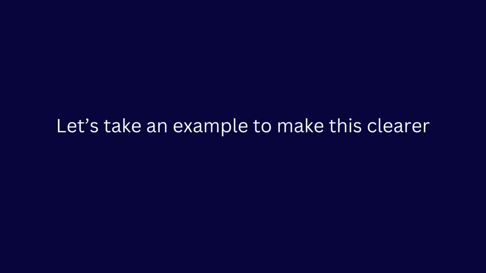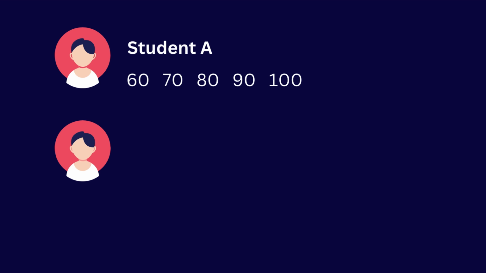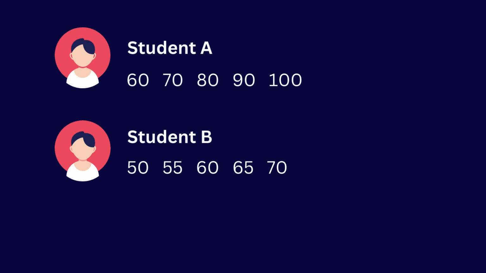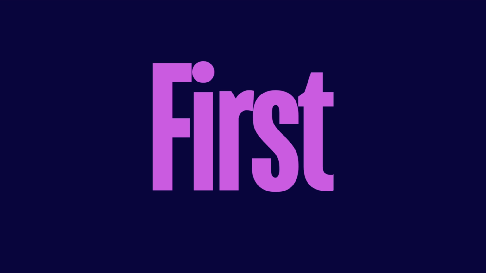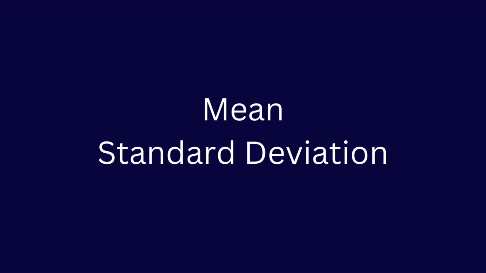Let's take an example to make this clearer. Imagine you have two students' test scores. Student A got 60, 70, 80, 90, and 100 marks. Student B got 50, 55, 60, 65, and 70. Now you want to compare how spread out these scores are. First, let's calculate the mean and standard deviation for both students. You can calculate the mean by summing all the scores and dividing by the number of scores.